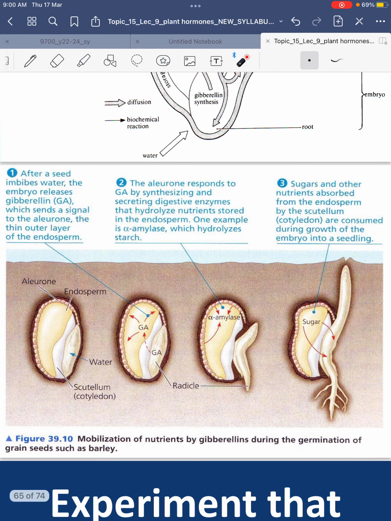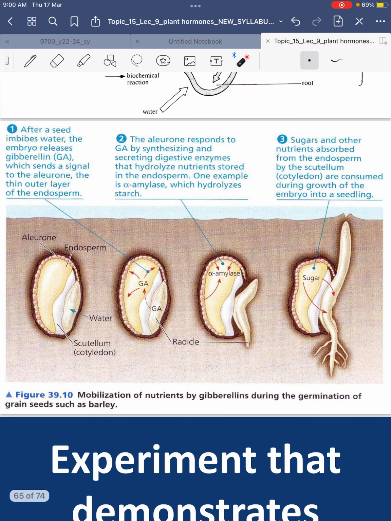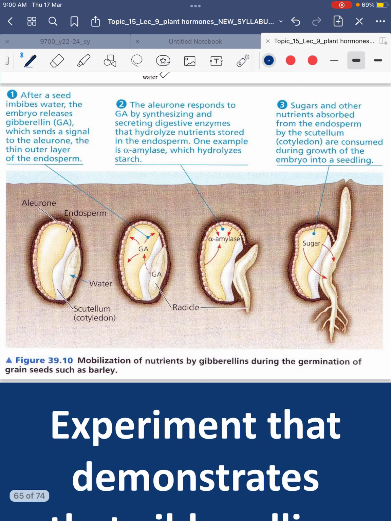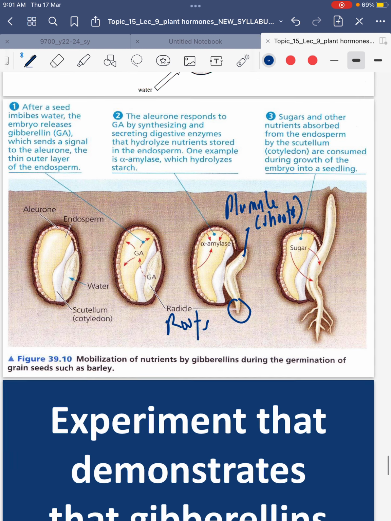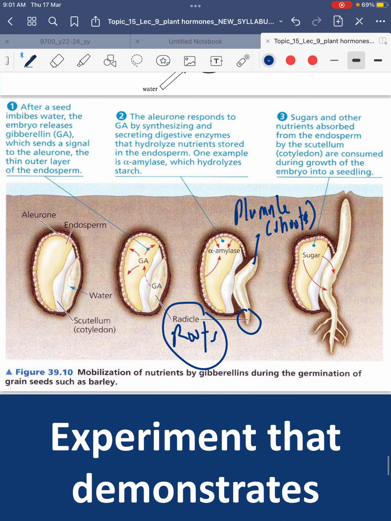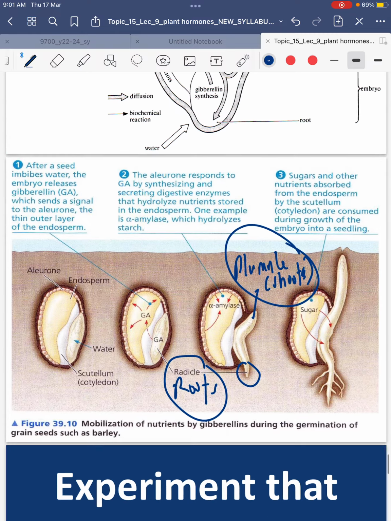Okay, so in O level, I'm not sure, because when I taught O level before, the radicle will become the roots, and then the plumule, this is the plumule, this one will become the shoots. Okay, radicle will become the roots, the plumule will become the shoots. Okay, right.